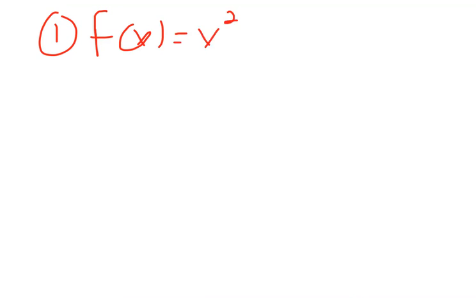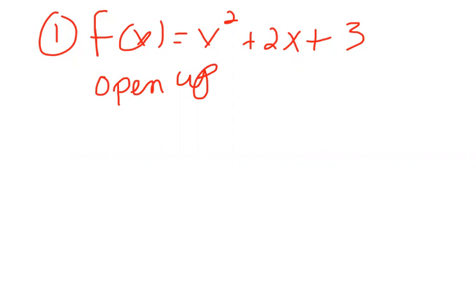Okay? So guys, here comes the examples. Example 1. F of x is equal to x squared plus 2x plus 3. Now, this is a quadratic function. They're asking you to graph it. So your first step is to determine which direction this graph is going to open. X squared is positive, so the graph is going to open up. And then they're going to ask you for the y-intercept.